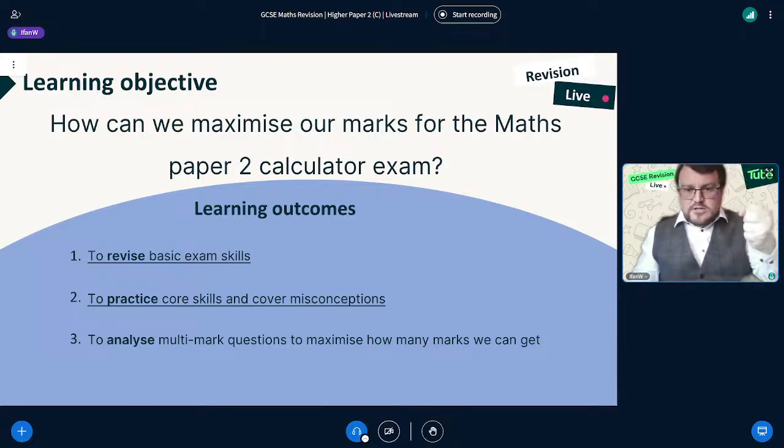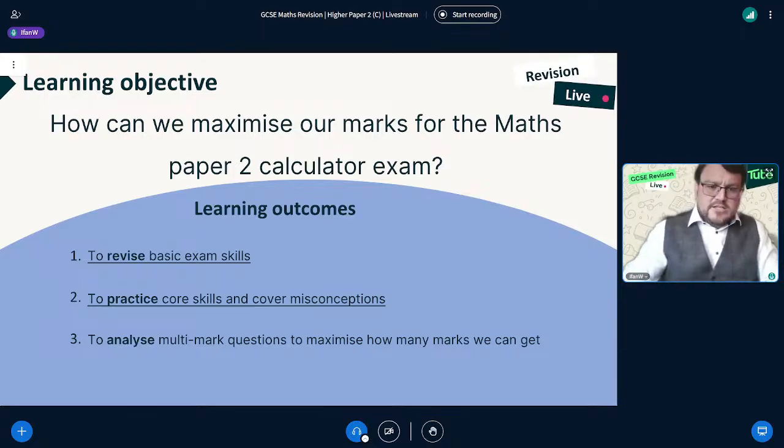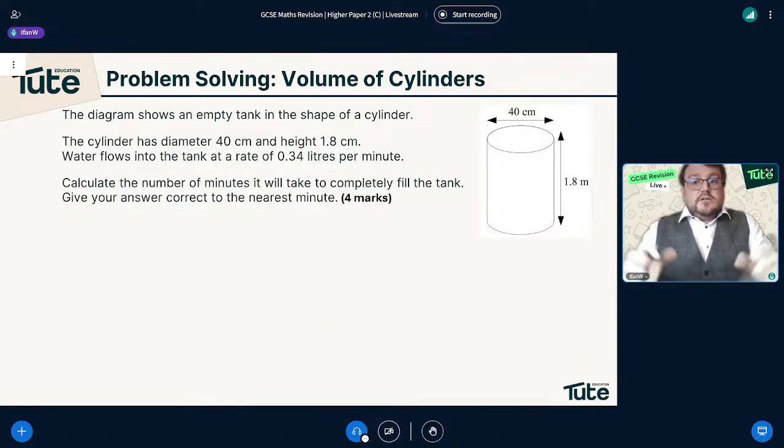Right, let's get to the big ones. Let's get to the ones that we have here, to analyze multi-mark questions and to maximize how many marks you get. This is a big one, the 4-marker. We've seen a 4-marker before, but these tend to get a bit harder now, okay?